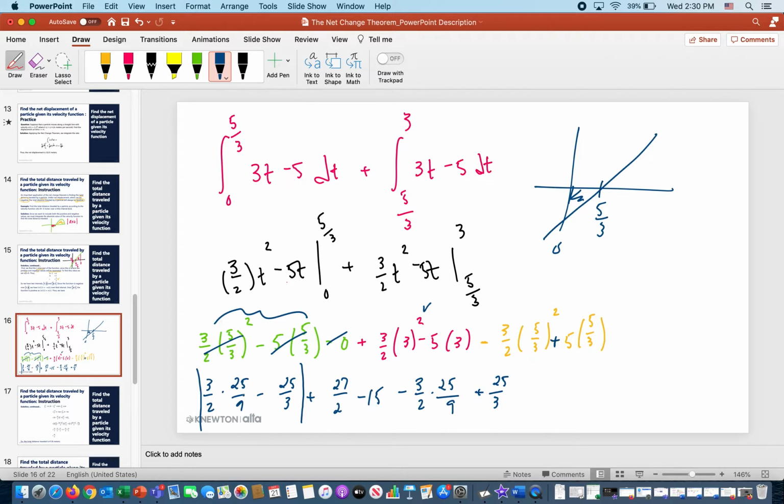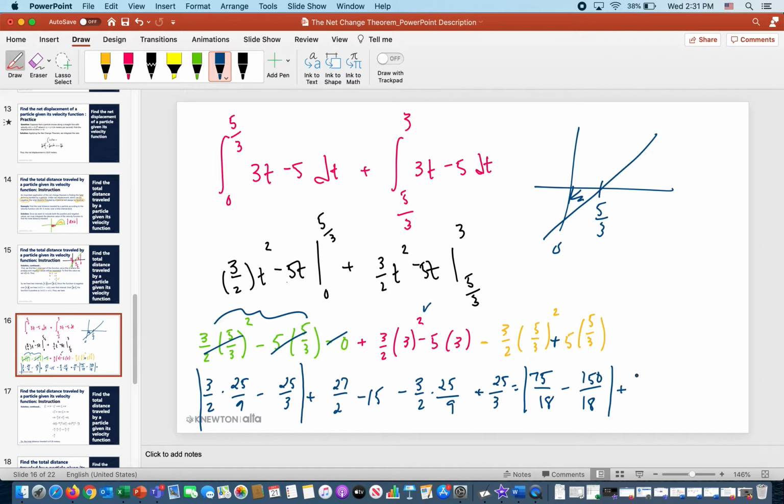So let's go ahead and look at what our answer would be. We're going to have 3 times 25 is 75 over 18, right? 75 over 18 minus 25 over 3. So I'm going to multiply the bottom by 6 and the top by 6. That's going to give me 150 over 18. And again, I'm taking the absolute value of that because when you do 75 minus 150, you're going to get a negative value, a negative 75. So I need to make sure that value winds up positive.